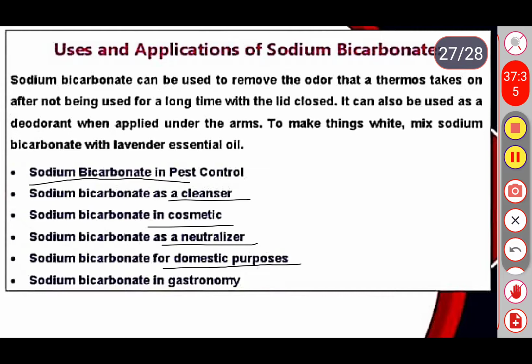Some more uses of sodium bicarbonate: it is used as baking soda. Washing soda is sodium carbonate, baking soda is sodium bicarbonate, and it is also used in fire extinguishers. Both sodium bicarbonate and sodium carbonate are used in fire extinguishers, and it is also used in antacids in medicines. Also for preparing medicines we are using sodium bicarbonate.